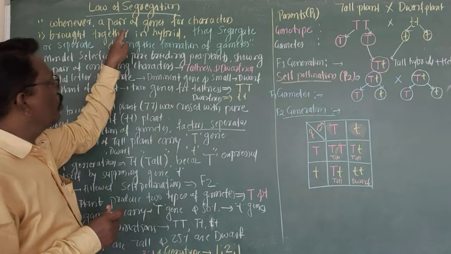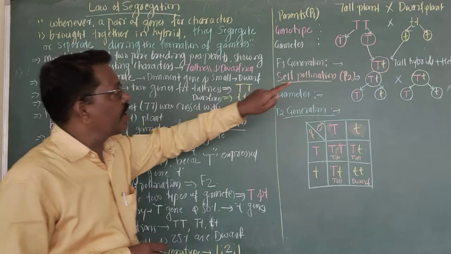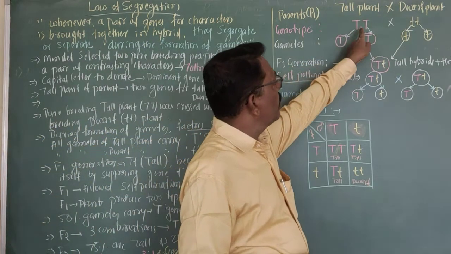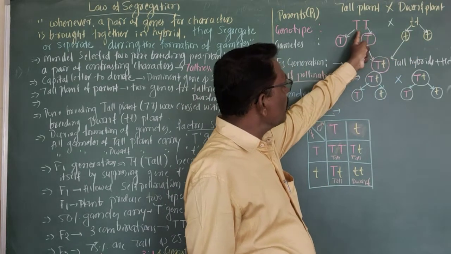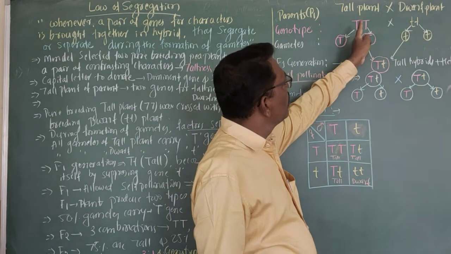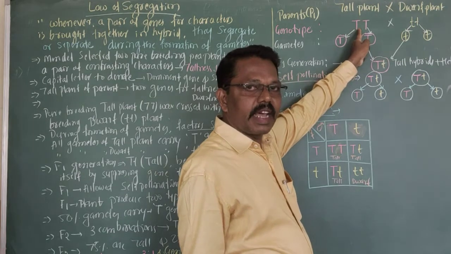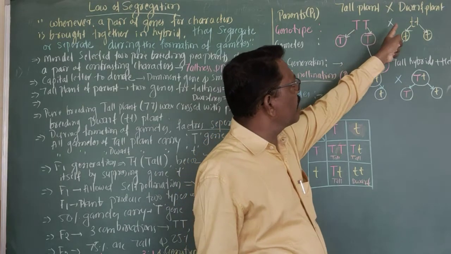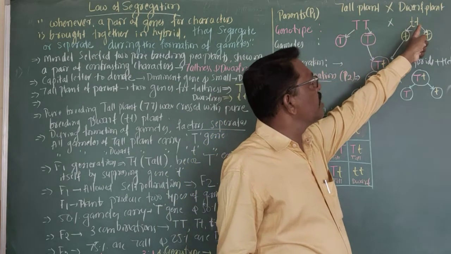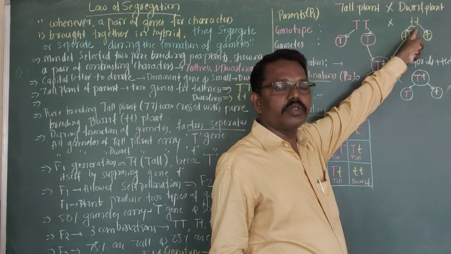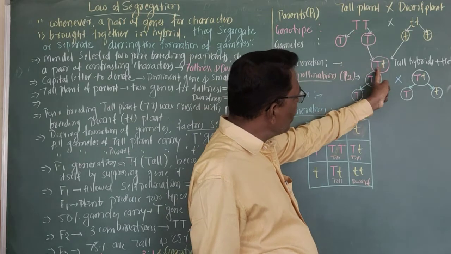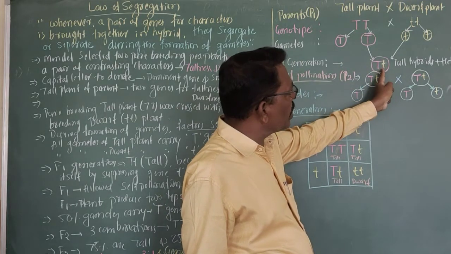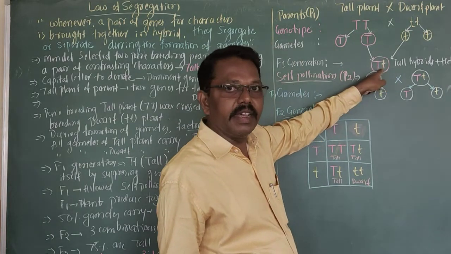Once again, I want to tell you, whenever a pair of genes for a character... here I want to show the two homozygous pea plants. One plant has the similar type of gene, that is capital T. Another plant consists of similar type of genes, homozygous in condition, small t. Whenever a pair of genes are brought together within a hybrid, this one is a hybrid.